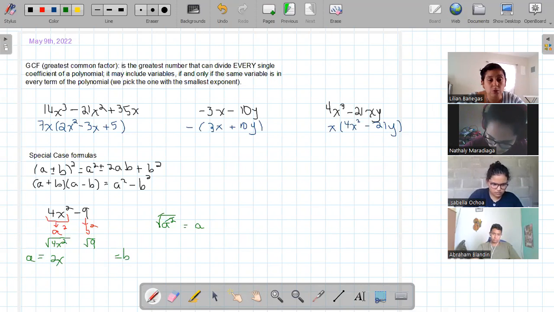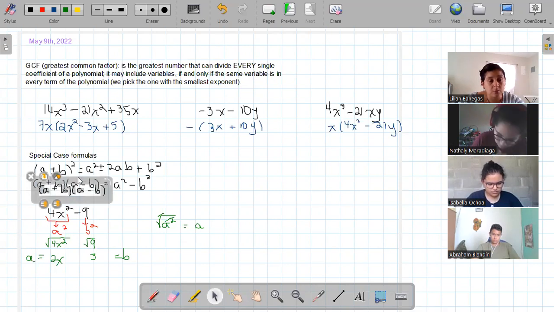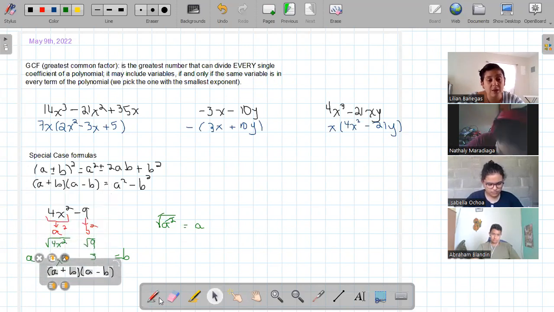Now what would be b? B is going to be the square root of 9. What is the square root of 9? 3. Okay, so now that I found that, I know a and I know b. I'm going to use this part of my formula, this part over here, and that will be the solution of this factorization.